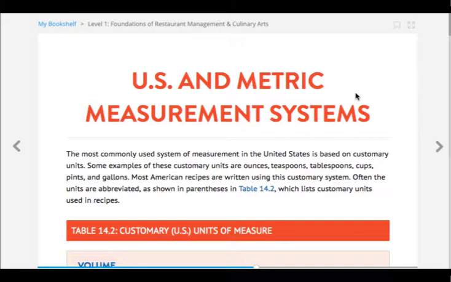Now, the handout that I gave you that has the conversion will help you. And then I will also post this 3rd one that is primarily converting US to metric. And that's going to help you as well.